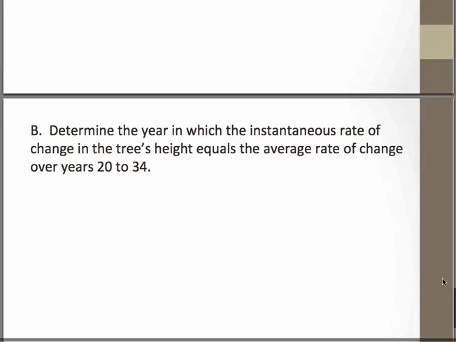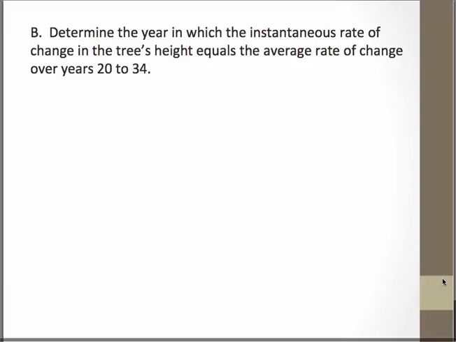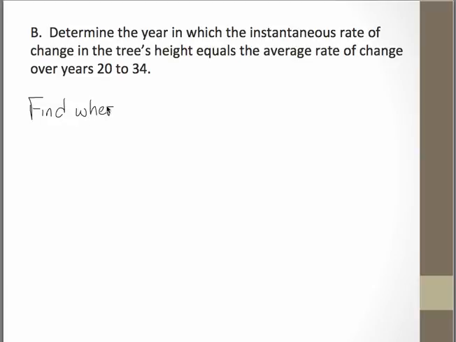Our last question then is going to ask us where in there, from 20 to 34 years, does the instantaneous rate of change in the tree's height equal the average rate of change. So if you think of it, what we're trying to find is where the derivative of the function at c is equal to that 1.148.